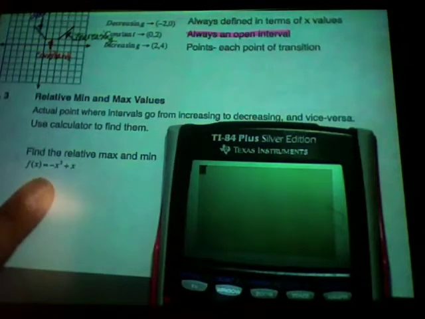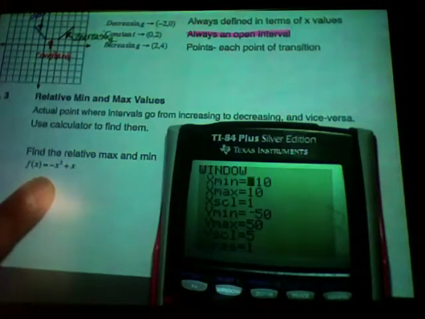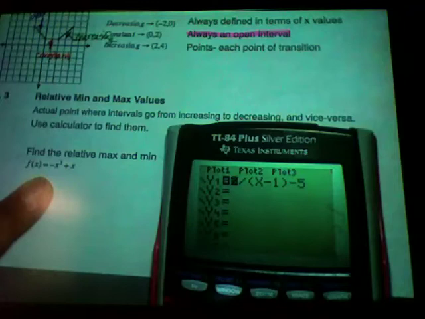So go ahead and put this in your y equals. Make sure that your window before you start off with is normal. Is my window standard? No. So I need to fix my window. Make sure you're using your negative button and not the subtraction button.